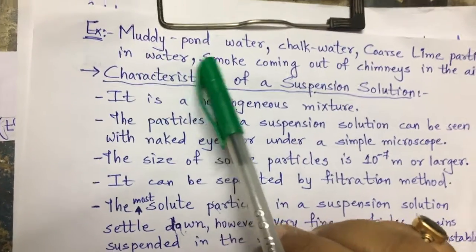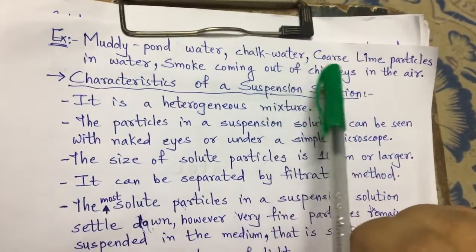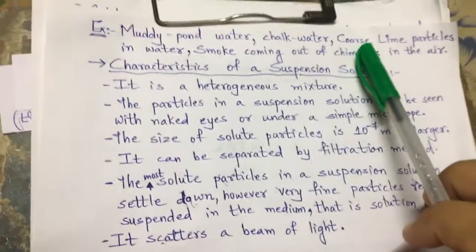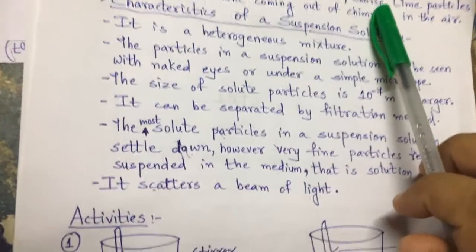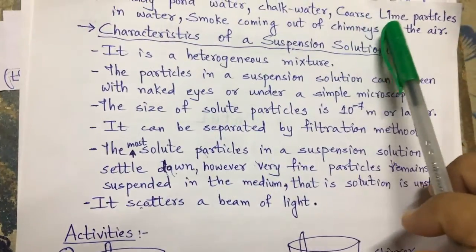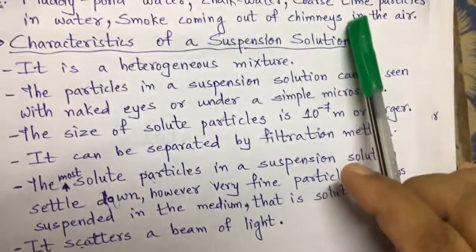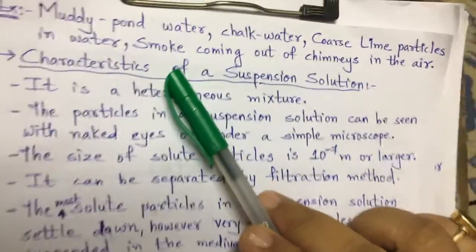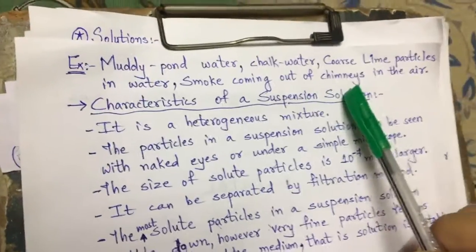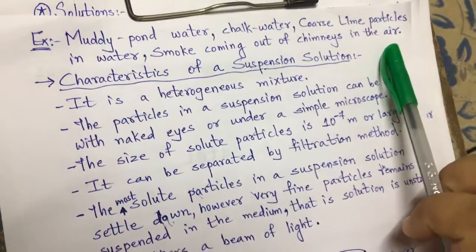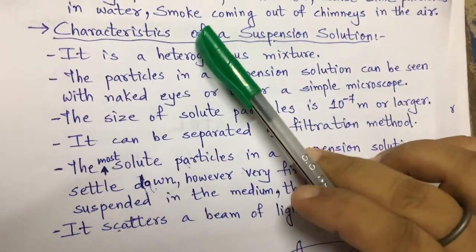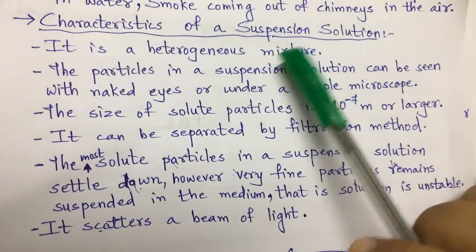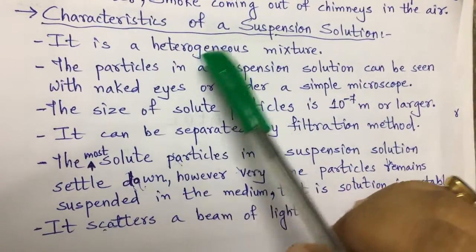Examples are muddy pond water, chalk water, coarse lime particles in water. Coarse, that means not smooth but rough, karkara, lime particles, that is the calcium carbonate, chuna, right? Smoke, a gaseous form coming out of chimneys in the air, is also a suspension. The smoke particles remain suspended in the air. So it is a heterogeneous mixture and a suspension solution.